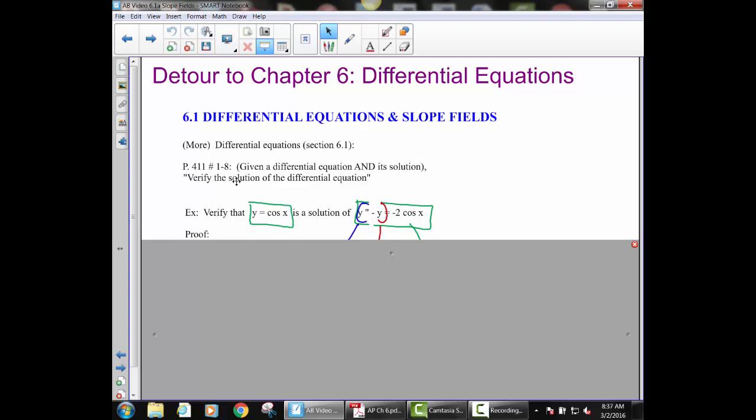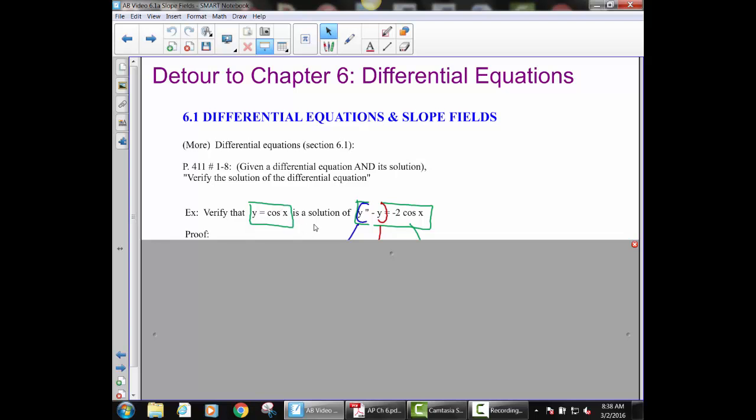And you're asked to verify the solution. Now, if you look at this differential equation, you would never be able to solve this differential equation in high school. You'd have to major in math and take a course in differential equations to learn how to solve this because it's a second derivative and it's very complicated. But they're not asking you to solve the differential equation. They've already solved it for you, but what they want you to do is verify.